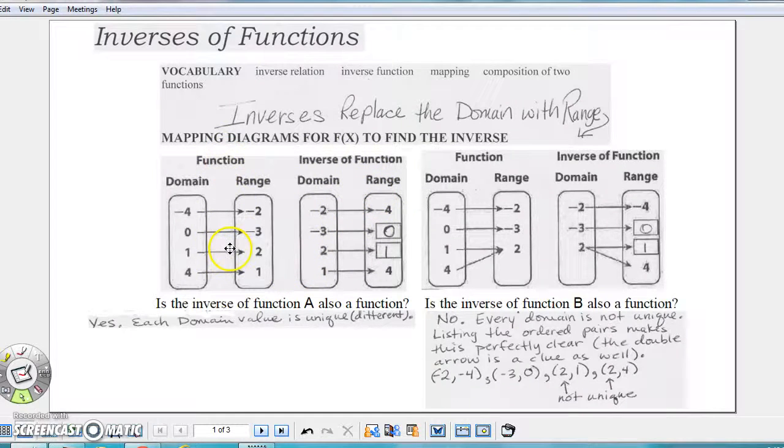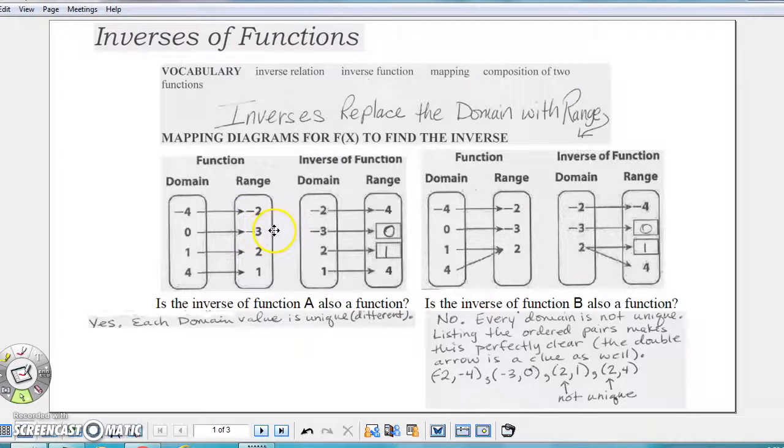The inverse of this function: the domain of the inverse is the range of the original function. Since you can see the domain and range values of the original function, the range values for the inverse come straight from the domain of the function. So if you have a domain of -2, look back at your original function. What was -2 paired with? It was paired with -4. So -2 is the x value in the inverse, and its y value is -4, just going straight from the function itself.